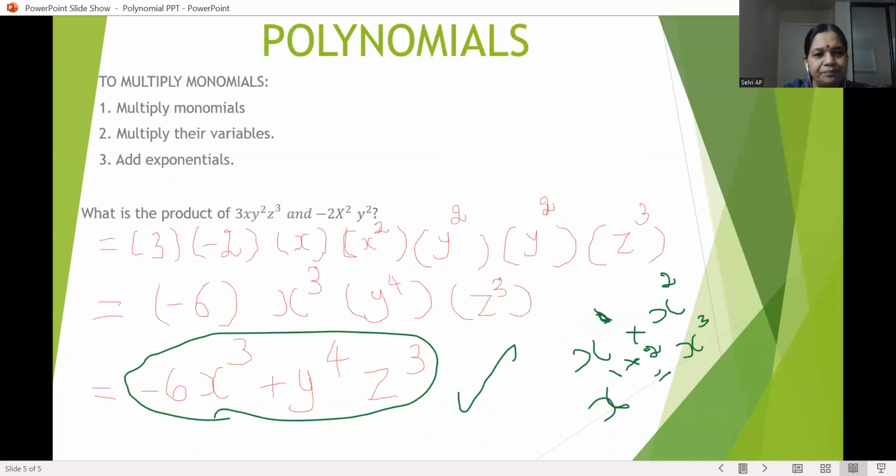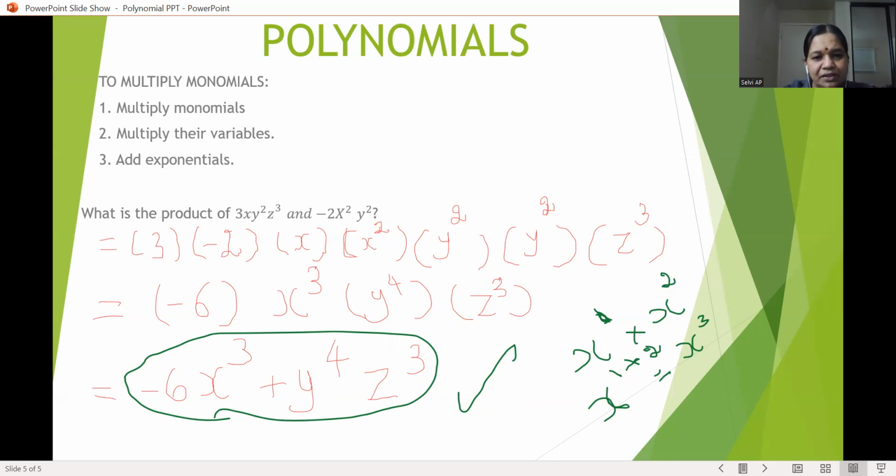Okay, now we'll see how to multiply monomials. Okay, so first you have to multiply their variables, add exponents. Okay, see here, 3x y squared z cubed times minus 2x squared y squared. So first you check the coefficient of both terms. Okay, so coefficient of first term is 3, coefficient of second term is minus 2. So you carefully multiply that value, 3 into minus 2.